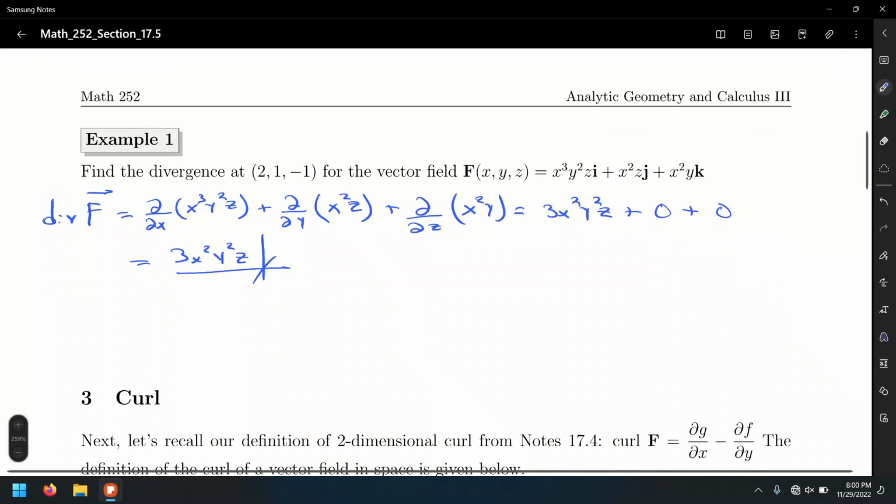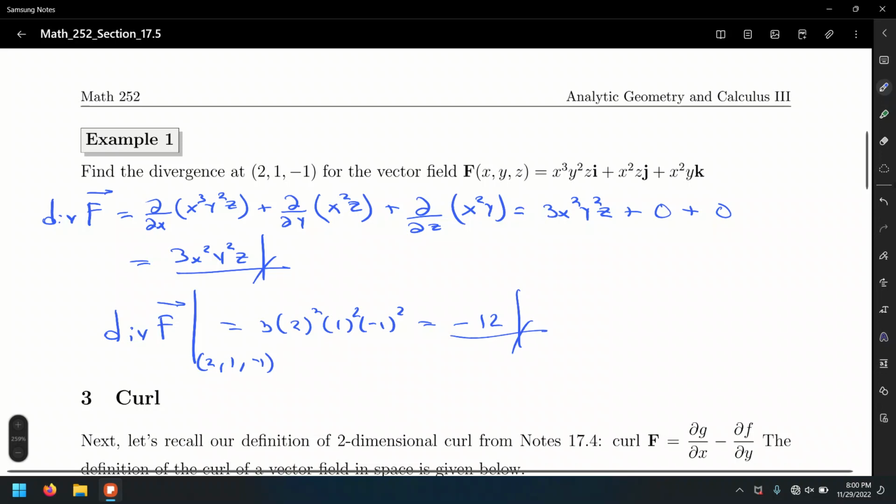All right, but they're asking us to find the divergence at the point (2, 1, -1). That is, evaluate div f at the point where x equals 2, y equals 1, and z equals negative 1. That is 3 times 2 squared, 1 squared, negative 1. And simplifying all this, that's going to give us negative 12. And in this case, because of the negative sign, what do we have? Well, it's either an expansion or compression, but based on the sign, we have compression.